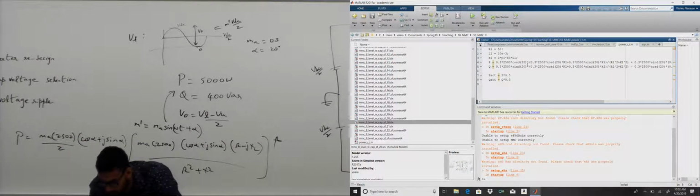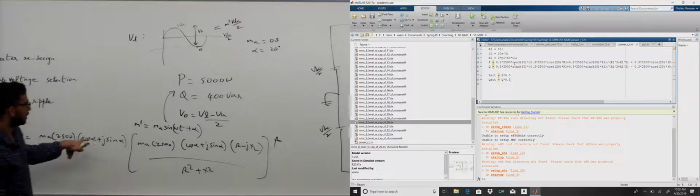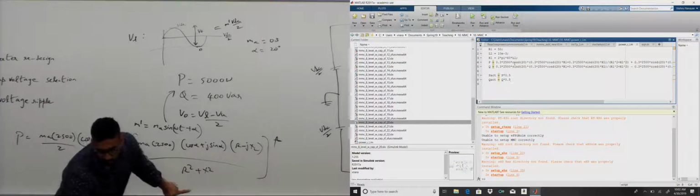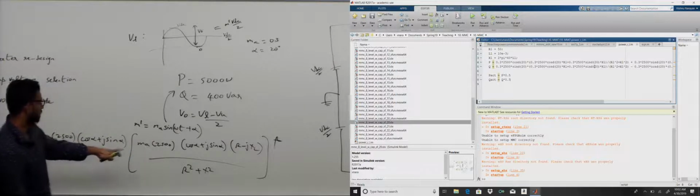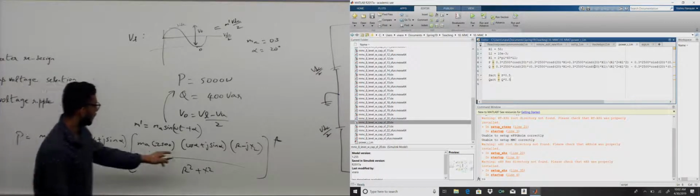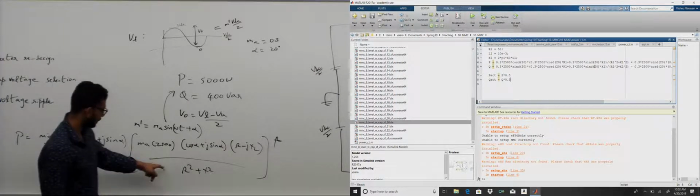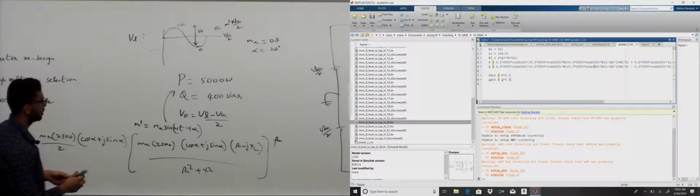So P is 0.3 times 2500 times cos alpha. So this is real, times cos alpha times R by R. So the first term is real here. So you have MA cos 20 times RL, the whole divided by RL squared plus XL squared. Then you have the other term; you can expand this out and then take the conjugate.